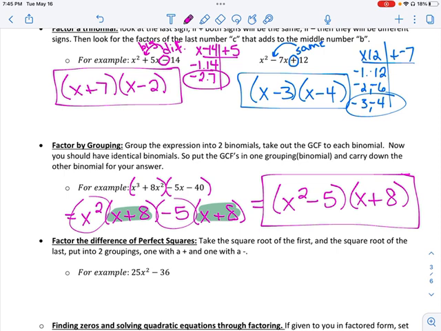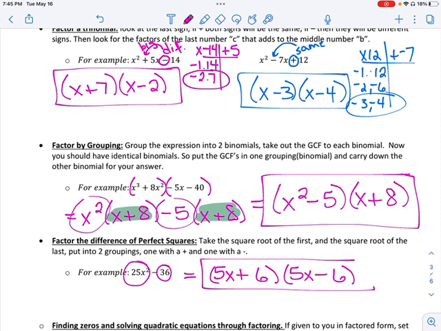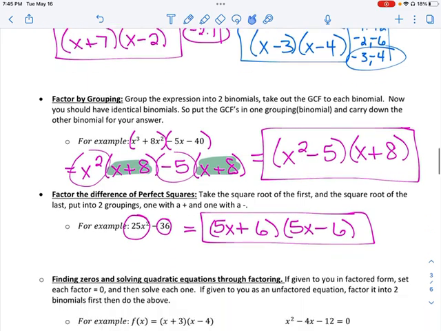So what we do here to factor this is we literally start off with our groupings. I take the square root of 25x squared, which would be 5x, and 5x. Then I take the square root of 36, which is 6 and 6. And then I'm going to go one plus, one minus. And that is how we factor a difference of perfect squares.